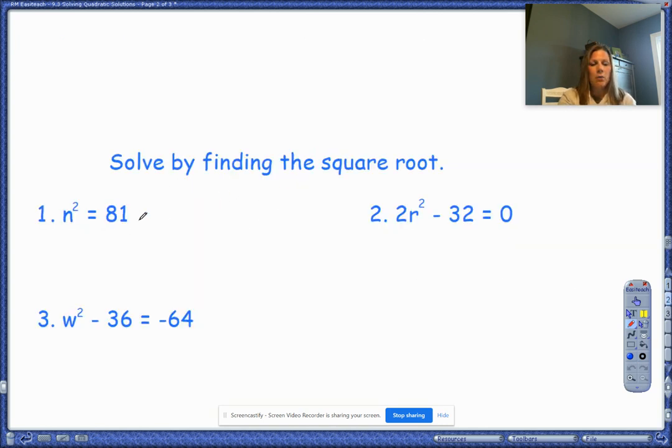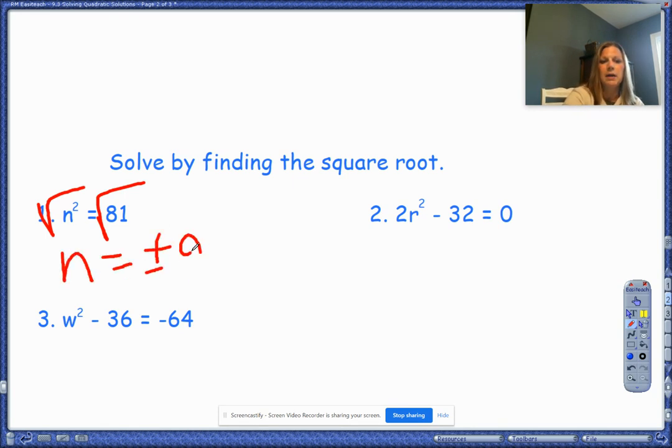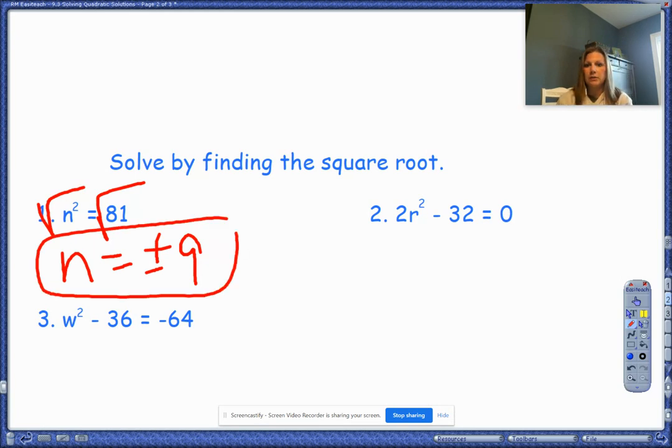If I want to solve by finding the square root, the opposite of squaring something, if I want to isolate my variable n, is taking the square root. So I would take the square root of both sides of this problem, and then n would be plus or minus 9. So this specific problem would have two solutions. That would be a parabola that goes through my x-axis and intersects my x-axis at two different points.